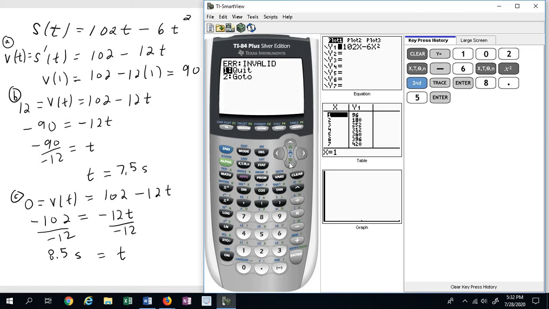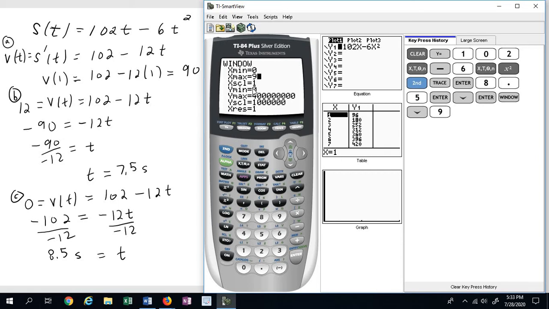notice I get an error here. And if you get an error, then it means you have to adjust your window. So I'm going to go to my window, and you have to make sure that your x min and your x max, that range there, contains the value that you're plugging in for x. So it's going from 0, that's okay, but I need to make it larger than 2. It needs to go at least to 9. So 8.5 is in this range.